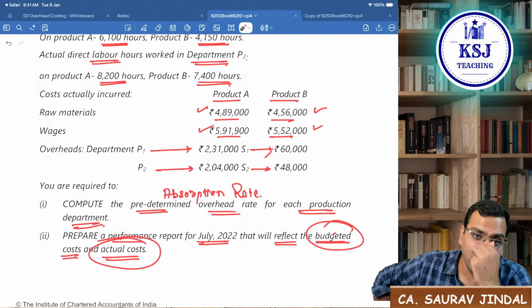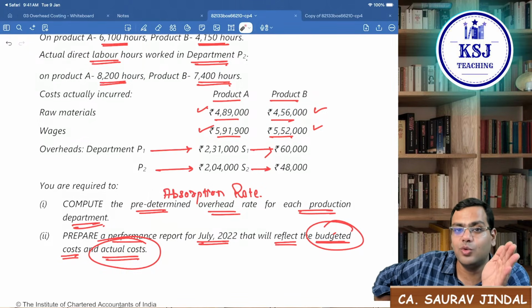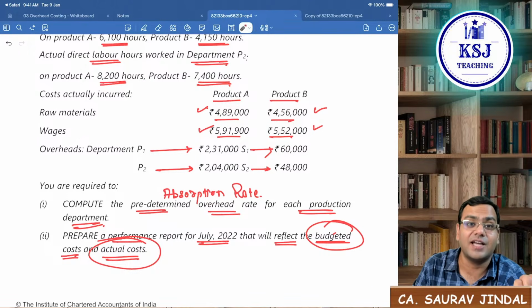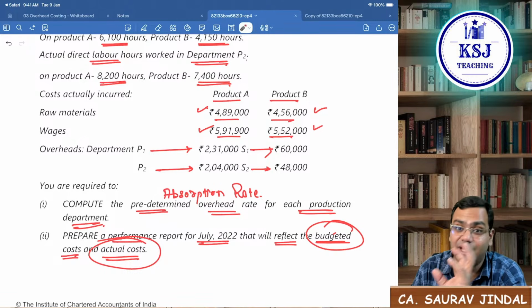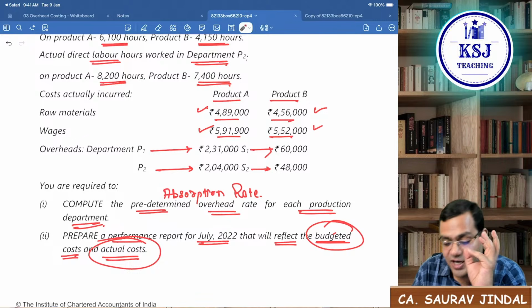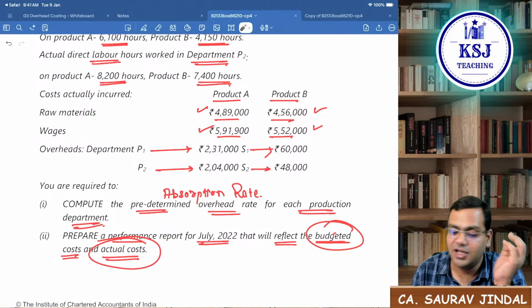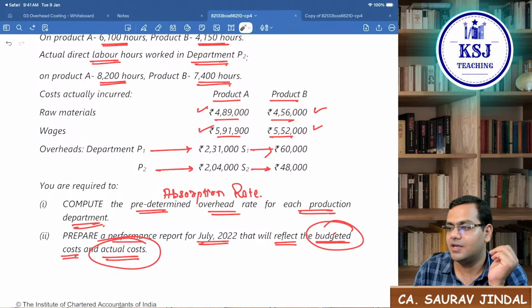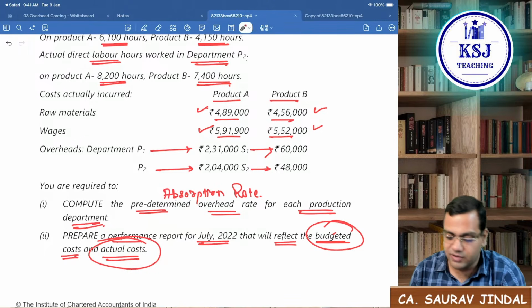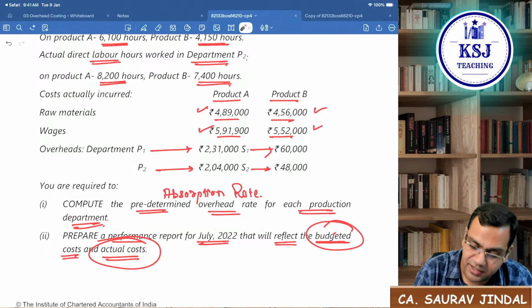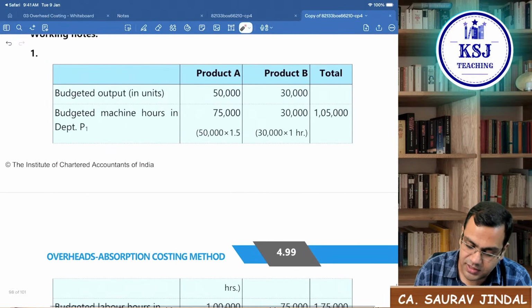So what we will have to do here is, we will have to do what we did in the first part. What we did in the first part, we have to do it for the actuals. That is, first you will have to do the secondary distribution. Then you will have to calculate the absorption rate. Then you can calculate the actual overheads. Right? So first do the secondary distribution for actuals. See here.